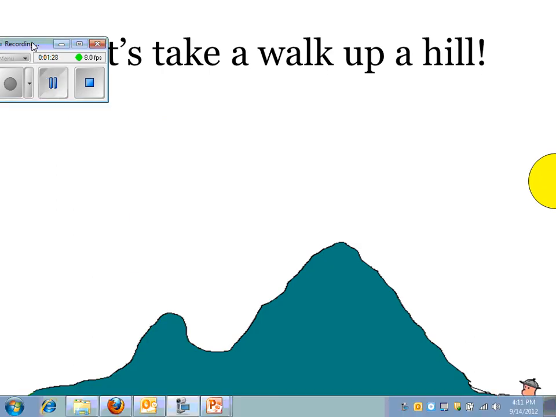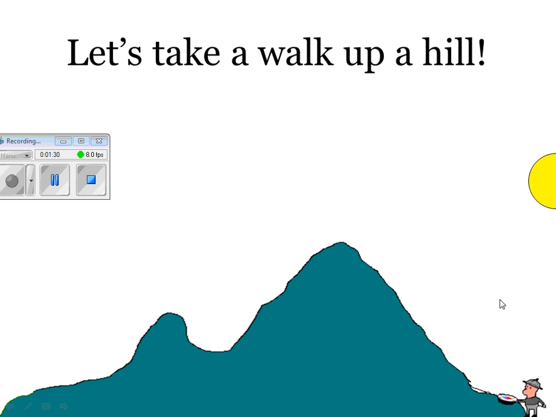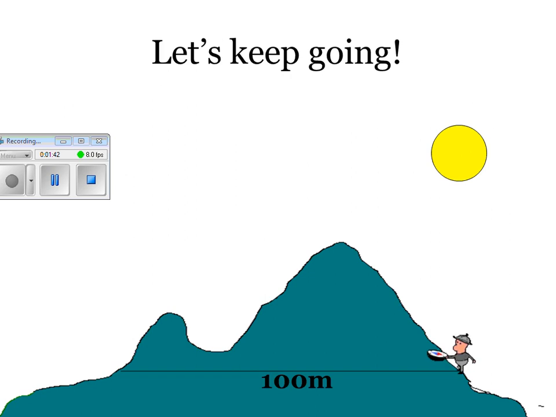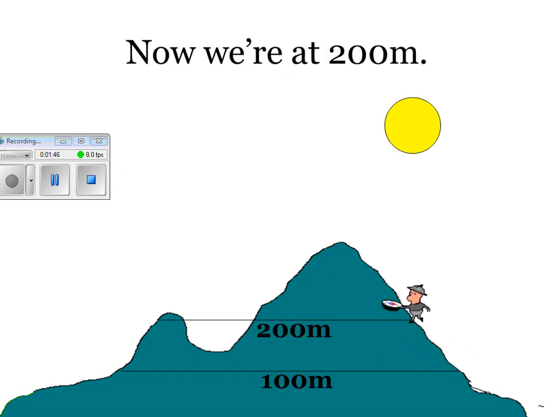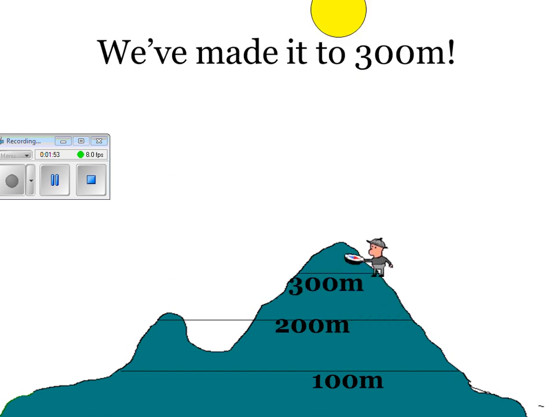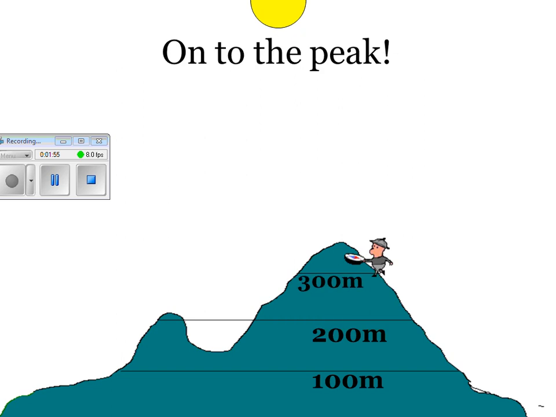Now we're going to go on a little walk with our little explorer man up a hill. And the little explorer man's got his compass. He's walking up the hill. He's gone from the base all the way up to 100 meters. He's going to keep going up. Now he's at 200 meters. He's going to keep going up. The day keeps going on. And now he's up to 300 meters. Now he's going to get all the way up to the top.